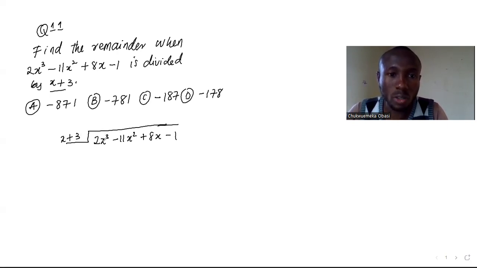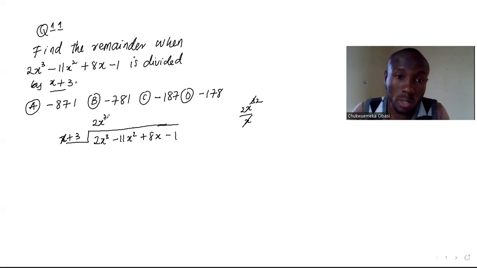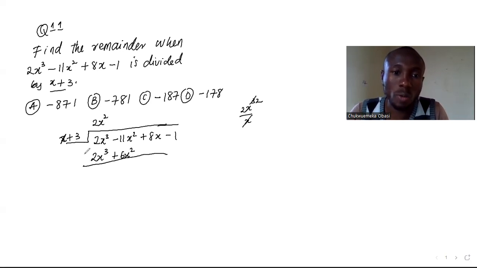So x divides 2x cubed: you have 2x cubed divided by x. When you divide, this cancels the cube, remaining 2x squared. Now this 2x squared is going to multiply the divisor. 2x squared multiplied by x, you still have your 2x cubed, and 2x squared multiplied by 3 gives positive 6x squared. Once you're done with that, you subtract.